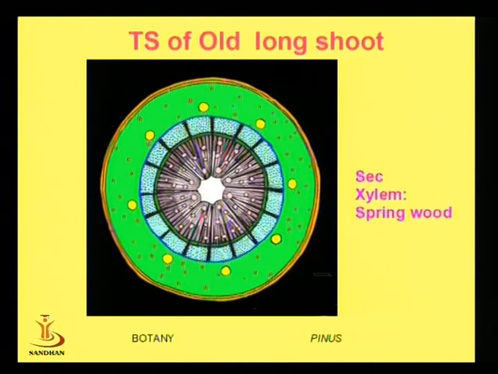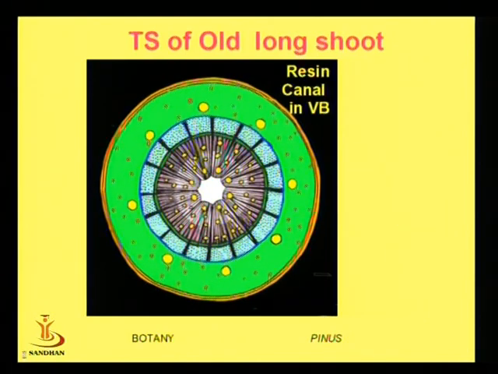timeline of the plant, and that timeline will have differences in terms of anatomy, because there are very different characteristics in the autumn wood and spring wood, and altogether it is commonly known as this annual ring. Now in the vascular bundle, again there is a presence of vascular resin canal. Resin canal is one of the prominent characters.